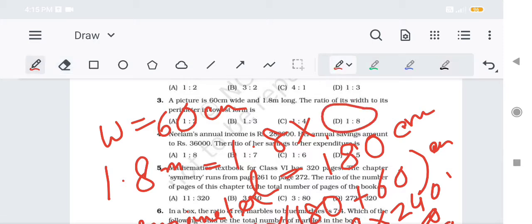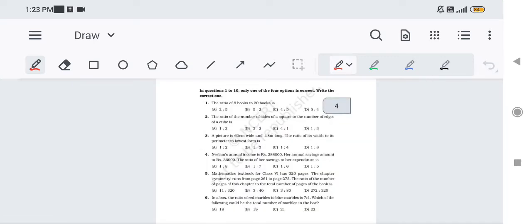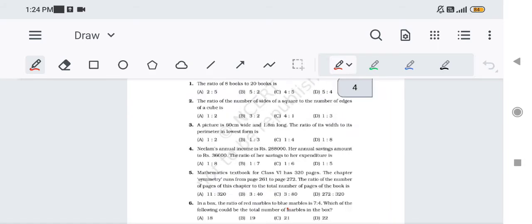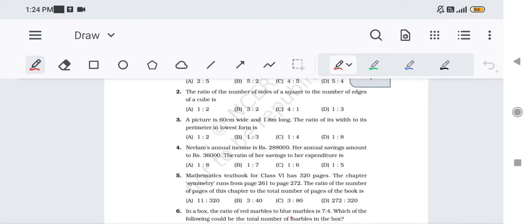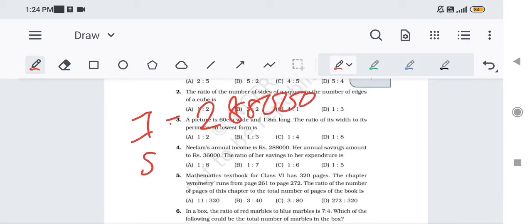Now let's come to the next sum. In question number 4 it is written, Neelam's annual income is rupees 2,88,000. Her annual savings amount is 36,000. The ratio of her savings to her expenditure. Now income is given, 2,88,000, and savings is given, 36,000. So from these two pieces of information, we can get the value of the expenditure.